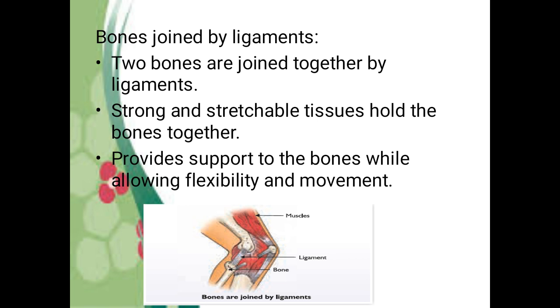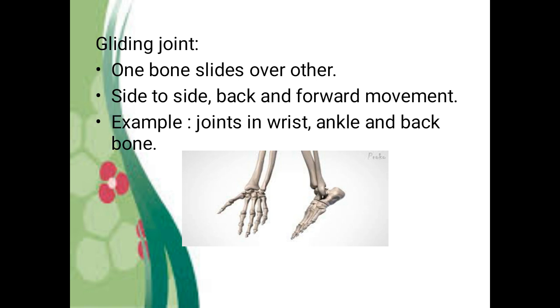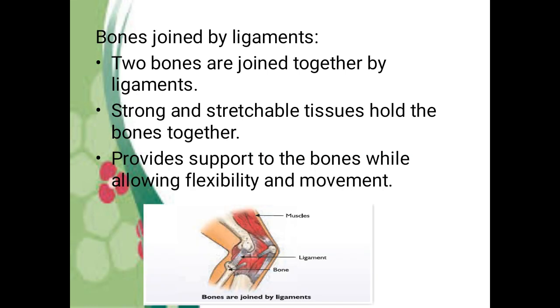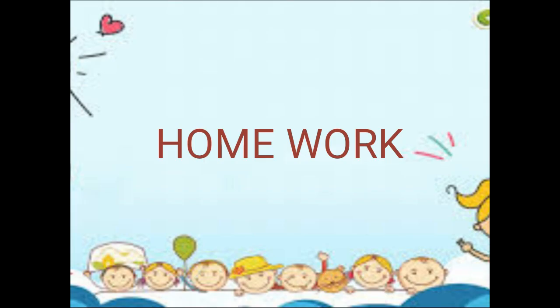So this is what we discussed today. We saw about the joints. The different types of joints are the ball and socket joint, hinge joint, pivot joint, and the last one is the gliding joint. And we saw about the joints held by ligaments. We can discuss the later part of this chapter in the next session.